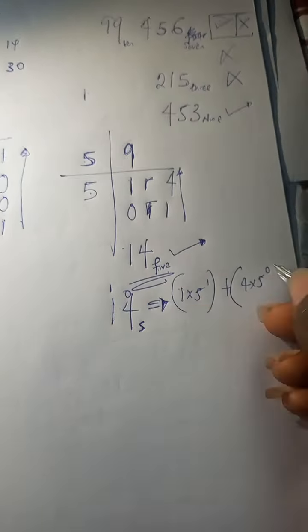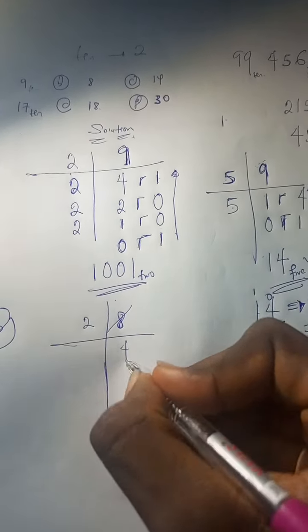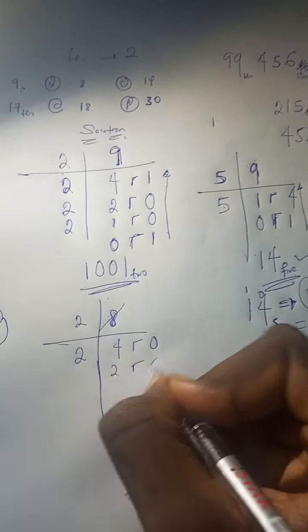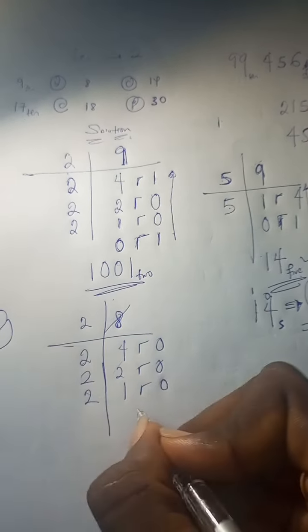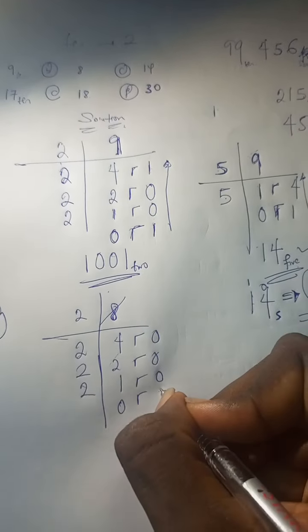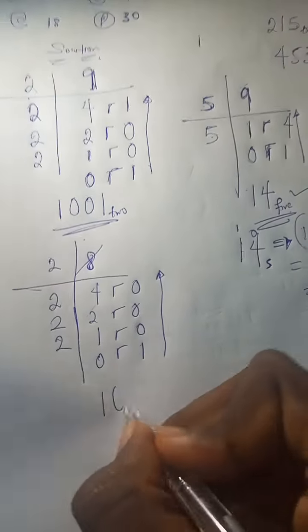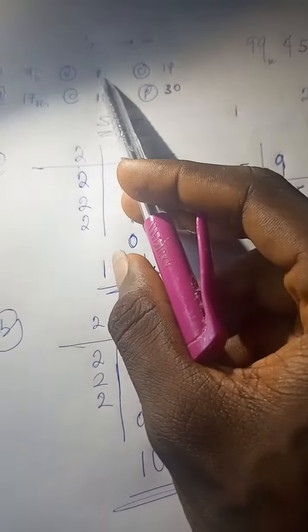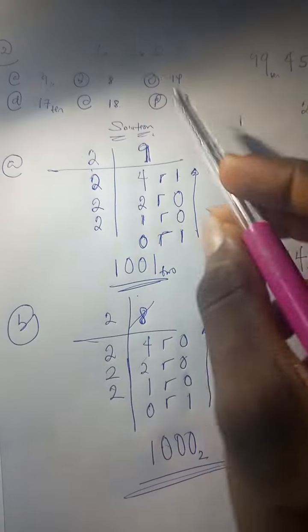So the second question here says convert 8 to a number in base 2. The same thing: 2 in 8 is 4, remainder 0. Repeat the 2: 2 in 4 is 2, remainder nothing. 2 in 2 is 1, remainder nothing. And then 2 in 1 is 0, remainder 1. Then trace it up. The final answer gives 1000 base 2. So if you convert 8 base 10 to base 2, you end up having 1000 base 2. You do the same thing for 14, 17, 18, and 30. So that's how it works.